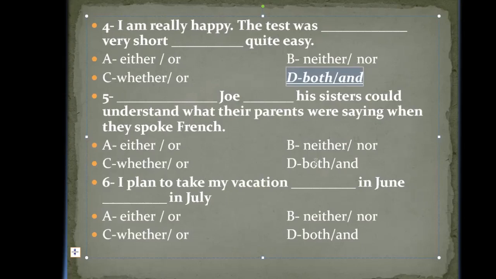Okay. Joe and his sisters could understand what their parents were saying when they spoke French. It seems that Joe and his sisters couldn't understand their parents when they spoke French. So we should say neither nor. Neither Joe nor his sisters could understand what their parents were saying when they spoke French. Okay, number 6. I plan to take my vacation in June, July. I have 2 choices here. So I can say I plan to take my vacation either in June or in July.